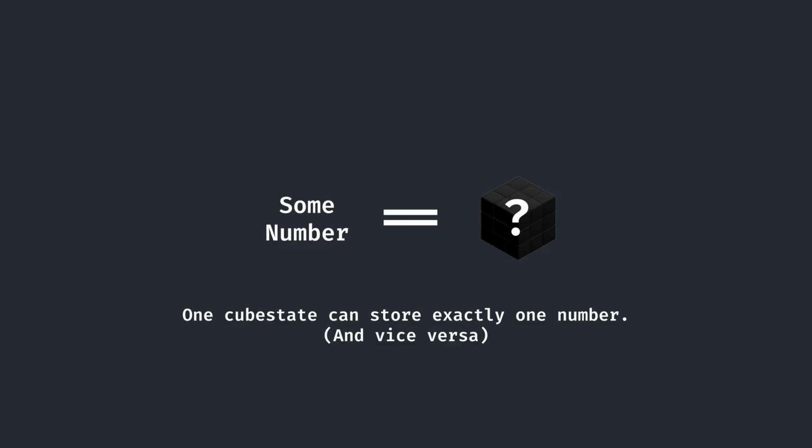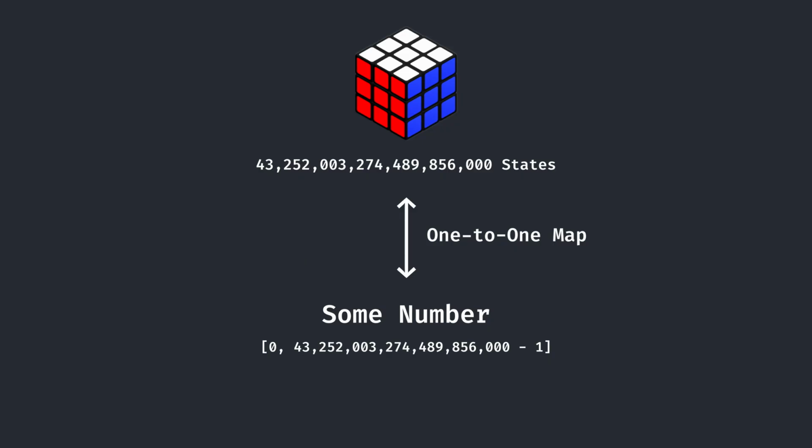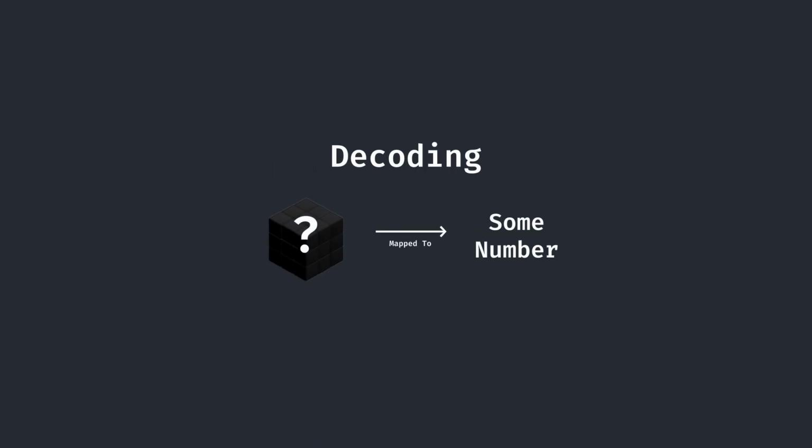However, there's a limit we have to keep in mind. There are only 43 quintillion or so unique Rubik's Cube states, and since we want exactly one number per state and vice versa to maintain the one-to-one relationship, we can only encode numbers from 0 up to that limit minus 1. Establishing a one-to-one relationship is a bit tricky, but let's go over how it's possible, starting with how we can transform a cube state into a number.